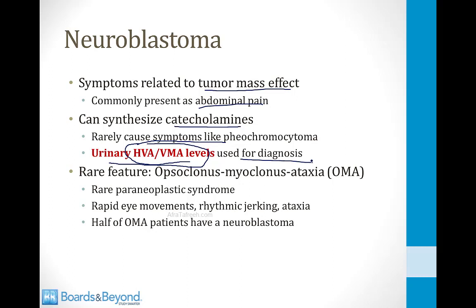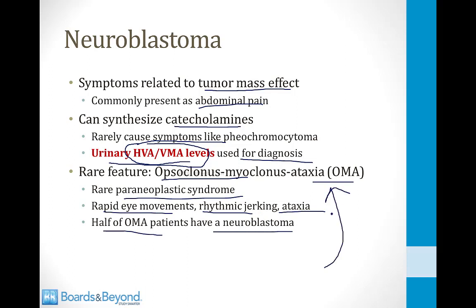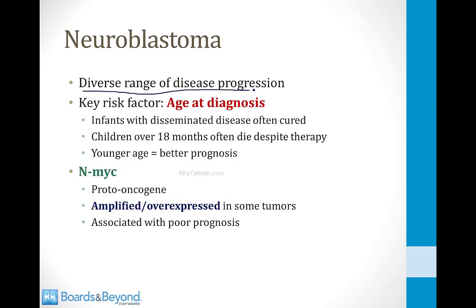There's a rare clinical feature of neuroblastoma called opsoclonus myoclonus ataxia, or OMA. This is a rare paraneoplastic syndrome associated with neuroblastomas. It involves rapid eye movements, rhythmic jerking, and ataxia. And half of patients who have an OMA syndrome also have a neuroblastoma. So if you ever see a child described with this collection of symptoms, you should think that they might have a neuroblastoma.